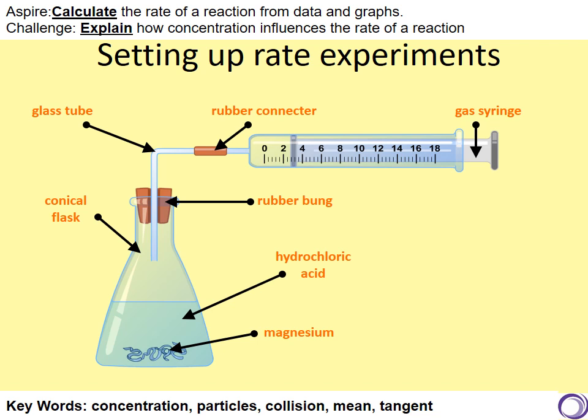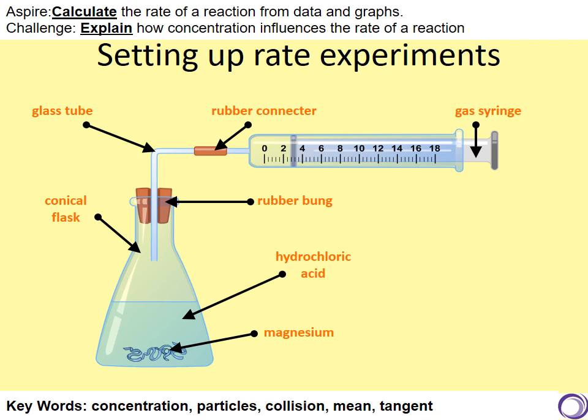And there are two ways in which we can do this. The first one, which I'm currently showing you, uses a gas syringe. So the reaction between the hydrochloric acid and the magnesium happens in the conical flask. The gas is produced and that travels up the glass tube and into the gas syringe, which then records the volume of gas produced. This is quite an accurate method of doing it, and you may see this in class.